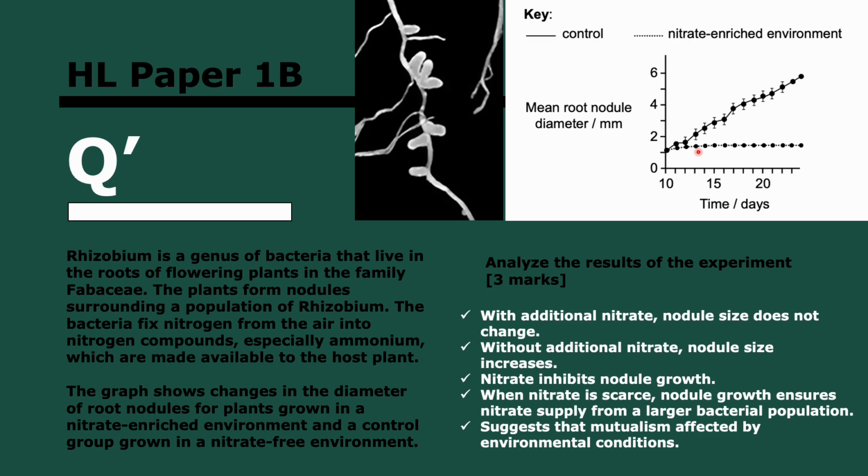If there's a lot of nitrate, you don't need the Rhizobium, so you don't need to grow these nodules with the bacteria on them. You can provide that for yourself. But if there's very little nitrate in the environment, in the soil, then you're going to need them to provide it for you. Great. So now the last part, which is paper 2.